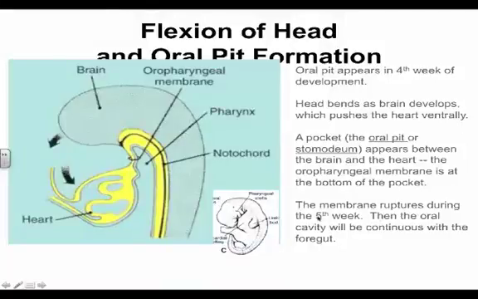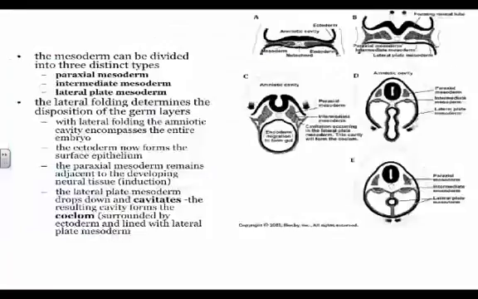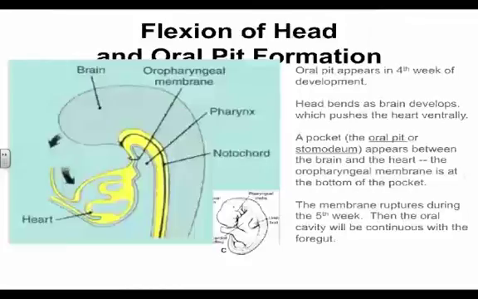So in another diagram, we fold, so I need you to understand, we're going over, here's the oropharyngeal membrane. That's the oral pocket. This membrane will rupture in week 5, and now you'll have one continuous tube. And the cloacal membrane will also rupture, so you'll go from mouth to anus in a continuous pocket. Okay, we've done this.